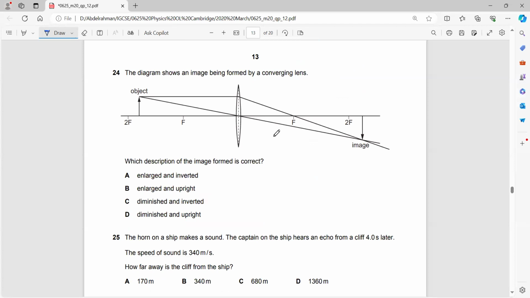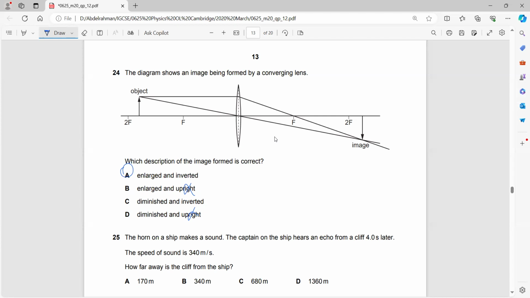24. What's the description of this image? Is it upright? No, it's not upright. It's inverted. Is it enlarged or is it diminished? You can use a ruler if you want. And you'd find that this image would be enlarged.